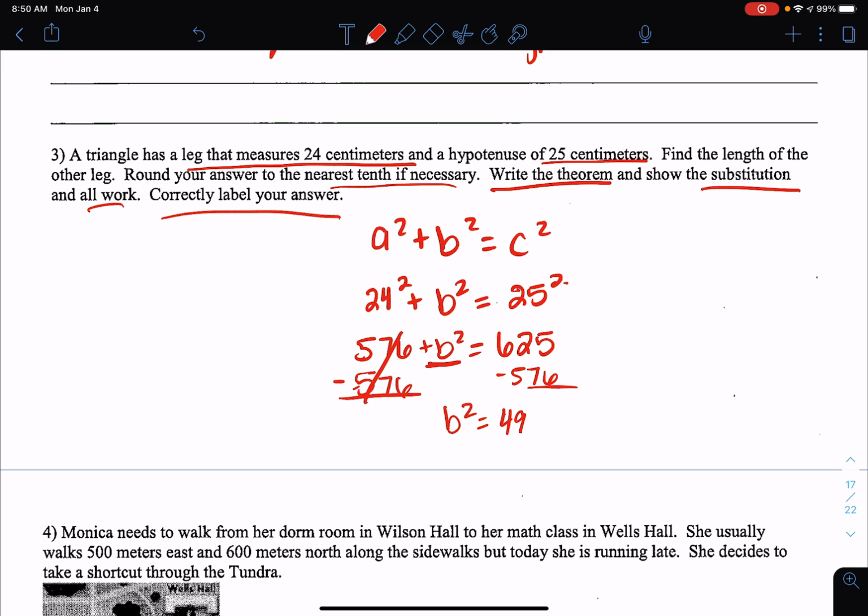Now the reason that I subtracted, remember, anytime I'm moving something to the opposite side of the equal sign, I'm using the opposite sign. That 576 was originally a positive number, so that's why I subtracted. Now, I'm solving for b, the other leg. b is still not by itself, so I have to square root both sides. The square root and the square cancel out, leaving me with just b, and the square root of 49 is equal to 7. That is still not my final answer, because it's telling me to correctly label your answer, which we are in centimeters. So my final answer is my other leg is 7 centimeters.